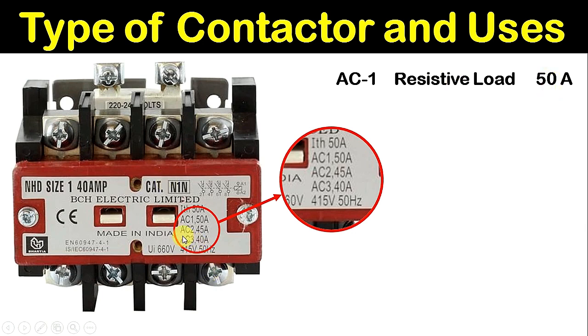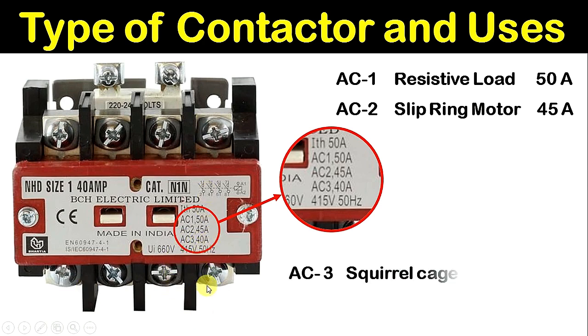After this it is written AC2 45 ampere. Here AC2 type means for slip ring motor. If you have a slip ring motor and you are using this contactor for turning on the motor, then through the power terminals you can flow a maximum of 45 ampere current. Now below this it is written AC3 40 ampere. If AC3 40 ampere is written on your contactor, then it means we can use this contactor for a squirrel cage motor, that is, for an induction motor. And the current rating of our induction motor must be below 40 ampere, so through these power terminals a maximum of 40 ampere current we can flow.